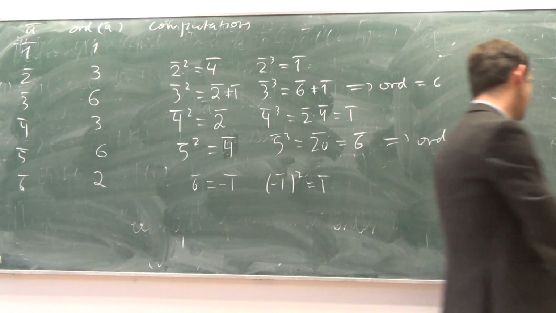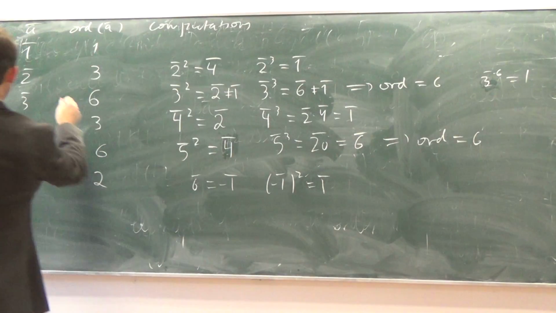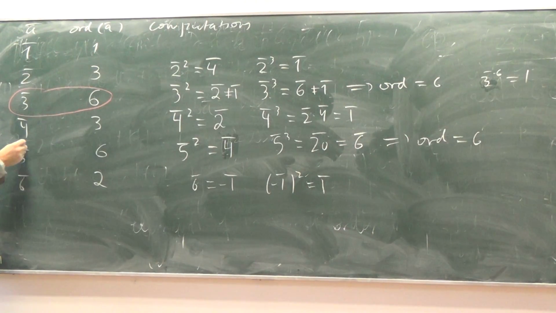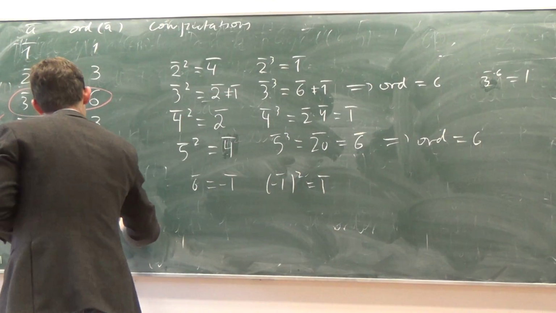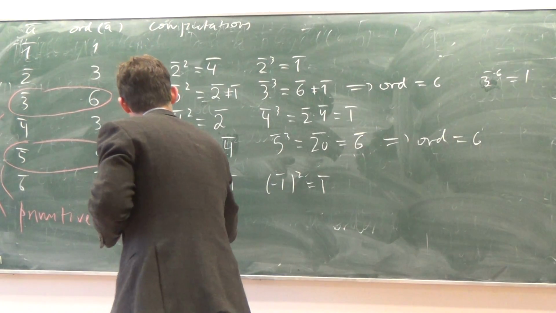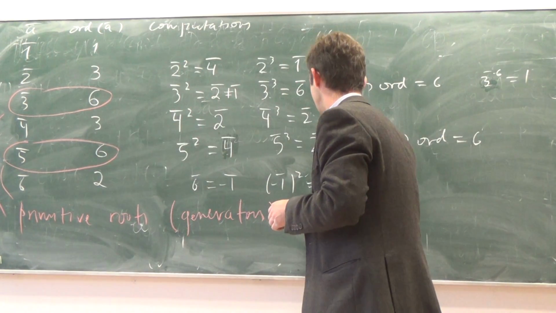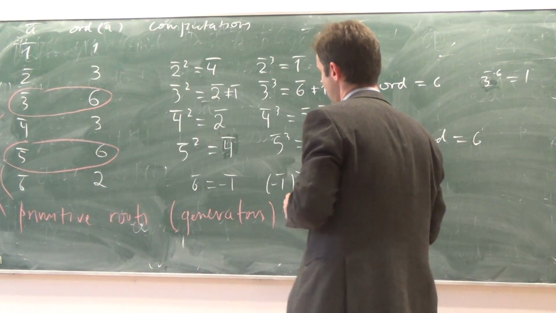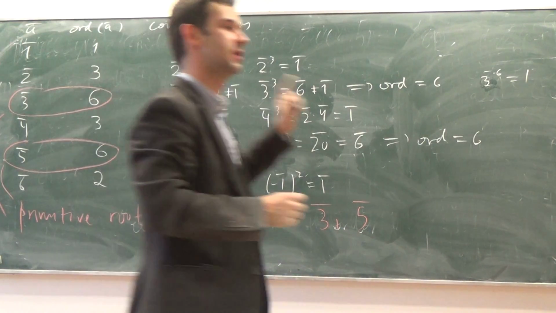Okay, so we are finishing. Let's just mark the primitive roots. Maximal order, these are primitive roots or generators. They are 3 and 5. Okay, so next time we'll prove that mod prime, there's always a primitive root. Okay, see you tomorrow.